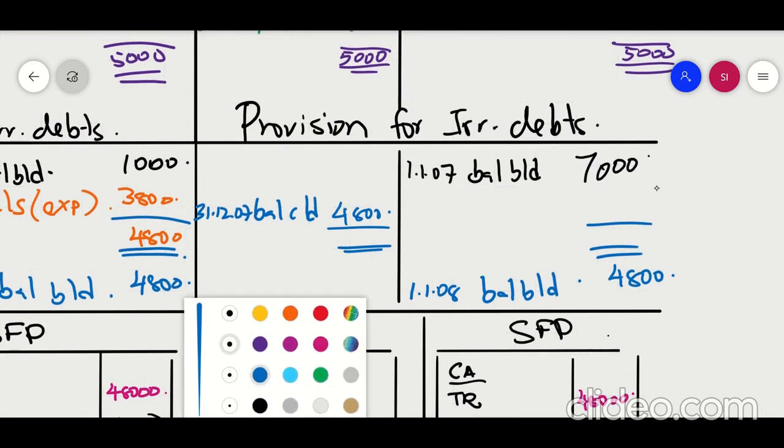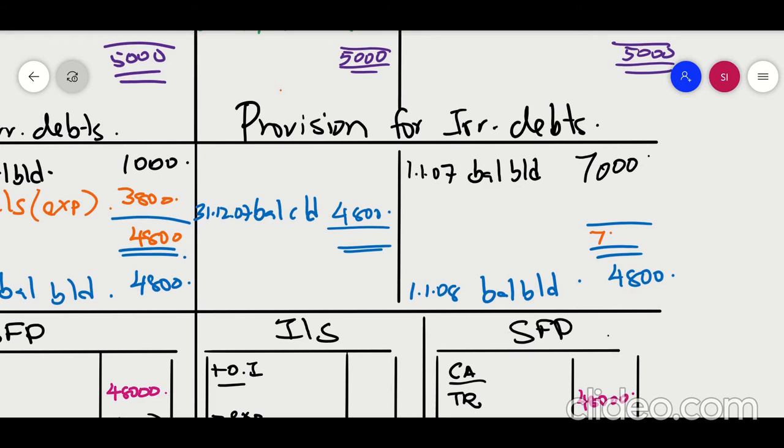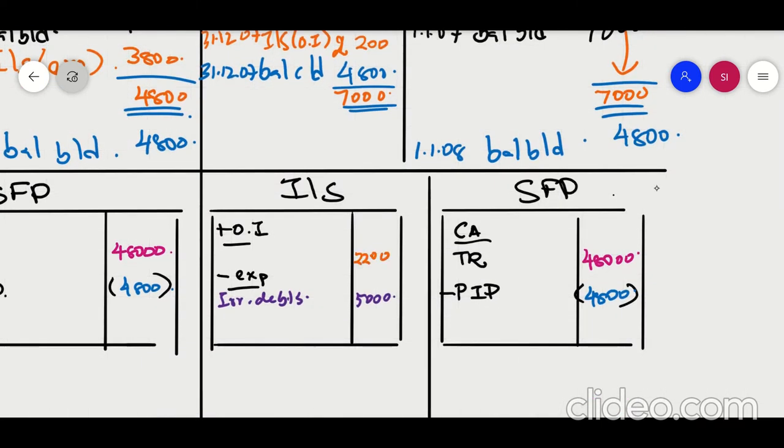Now let's balance off provision for irrecoverable debts account. Now you can see that the credit side is greater. So 7,000 take away 4,800 gives 2,200, which should go to income statement under the income, 31st 12/07. Now where are we going to show this? In the income statement under other income as decrease in provision for irrecoverable debts.